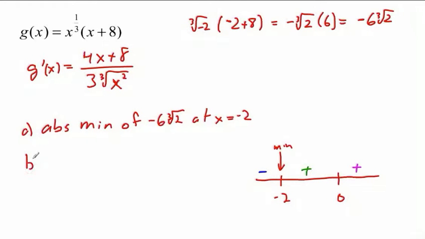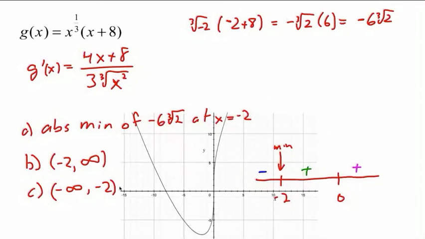B is going to be, where is the interval on which the function is increasing? Well, increasing means the derivative is positive, and the derivative is positive from -2 on. So I'm going to say it's going to be from -2 to infinity. And then C is going to be where is it decreasing, and it's going to be decreasing from -infinity to -2. Now let's look at the graph a little bit and see what's going on.